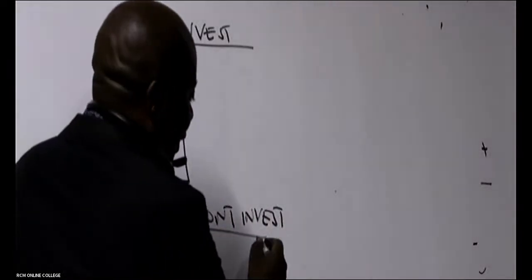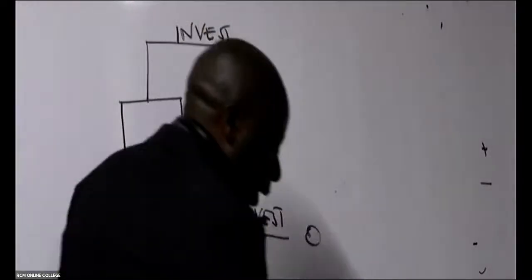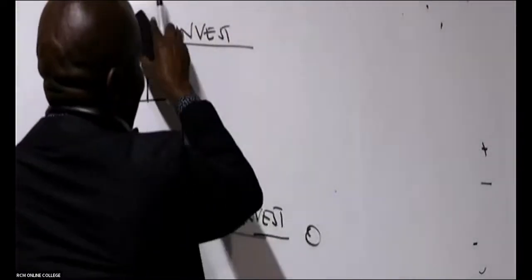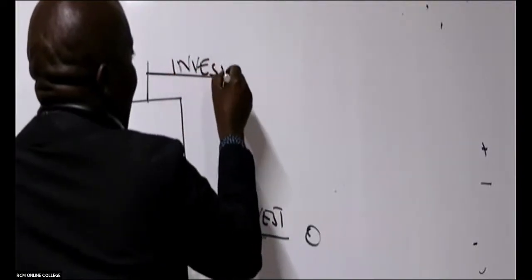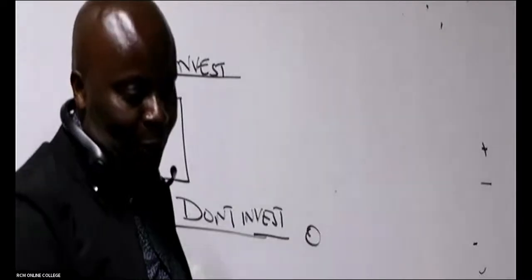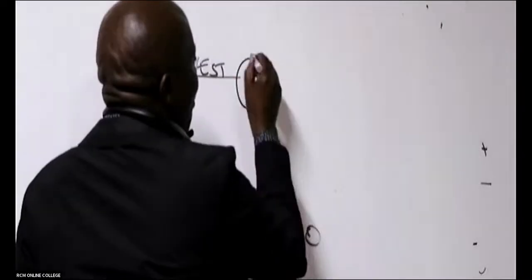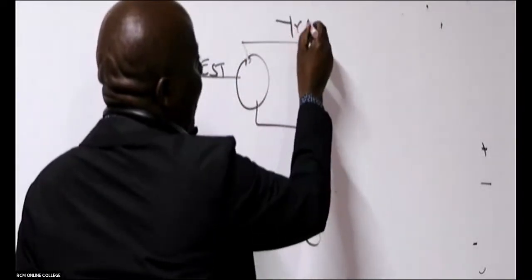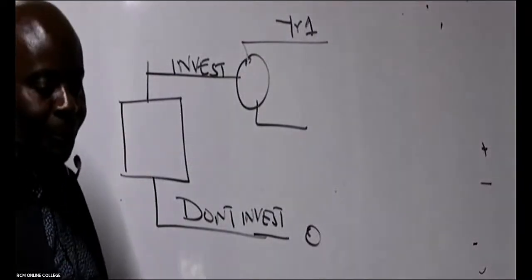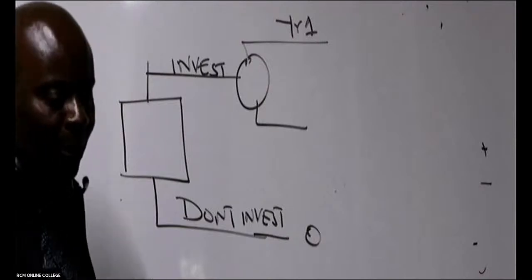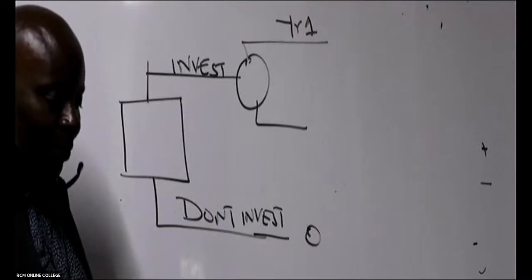If we don't invest, we expect to get a zero. And if we invest, what do we expect to get? If we invest, there are outcomes, and those outcomes are probabilistic. There are two possible outcomes for the year one cash flows. Year one cash flows, is there anybody who can remember them? Those are outcomes of investing.